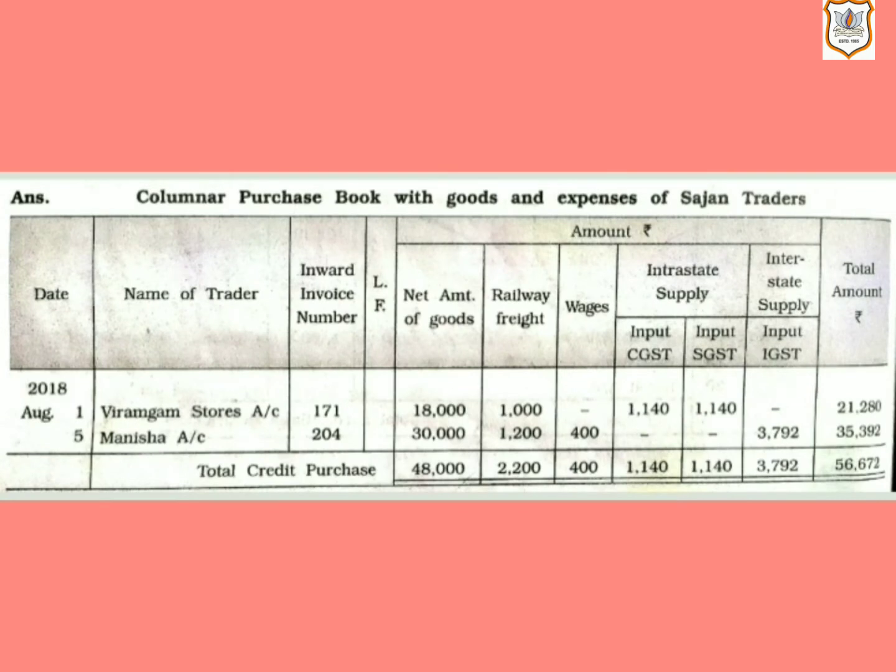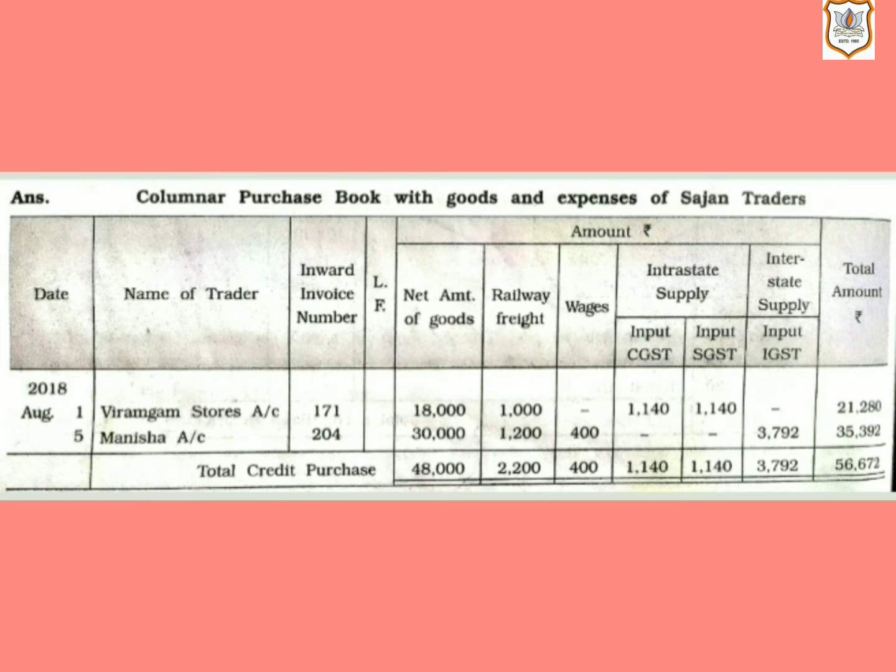August 1st, goods purchased of rupees 20,000 at 10% rate discount from Viramgam stores, railway freight 1,000, invoice number 171. As this is credit transaction, we have purchased goods worth rupees 20,000 on credit. So it will be recorded in purchase book.